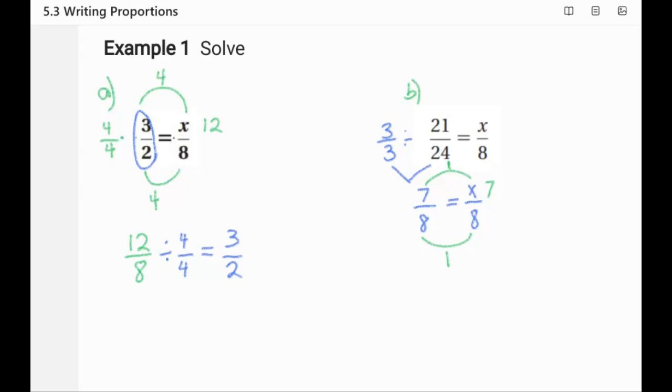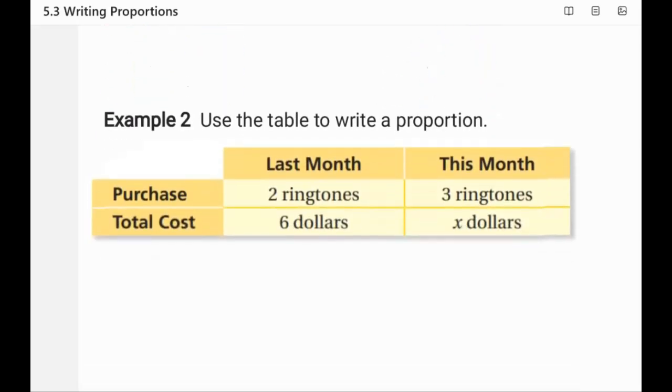That's a true statement. But if you did it the other way, you could multiply 8 times 3 to give you 24, and then you would have to think about what number times 3 will give you 21. So you could work in different ways, but these are number senses that you have to think about when working on these proportions. Now let's look at example 2.